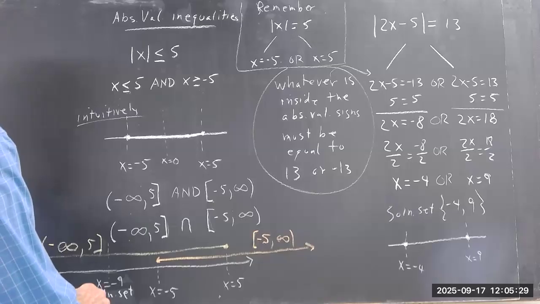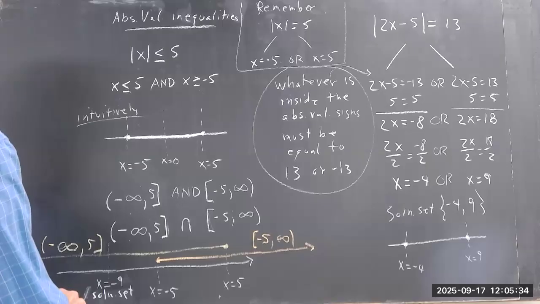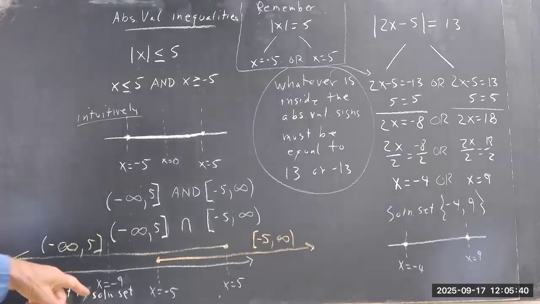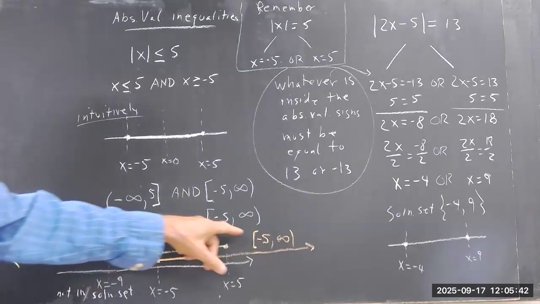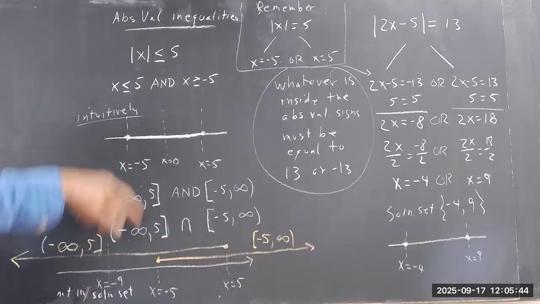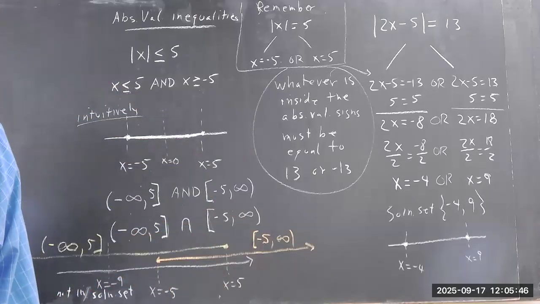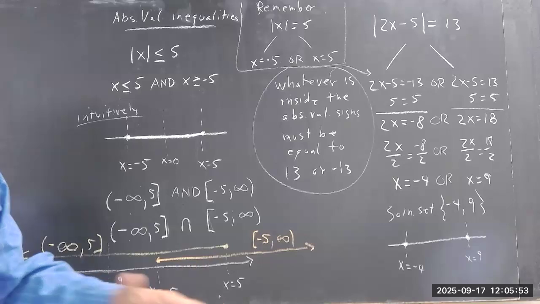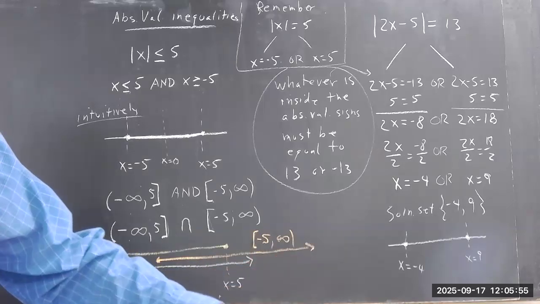Is not in, I better just write the words, not in the solution set because it's only in this part of the set, not this. It's got to be in this part and in this part. That's the test. I give you a number, you see if it's in here, and then you see if it's in here. And if your answer isn't yes both times, it's out.